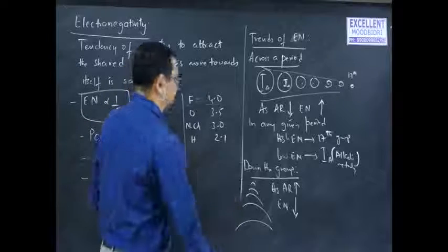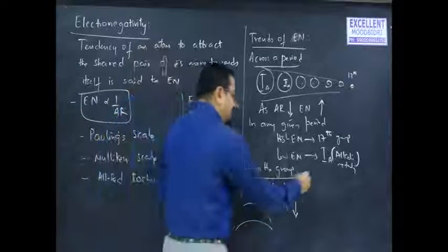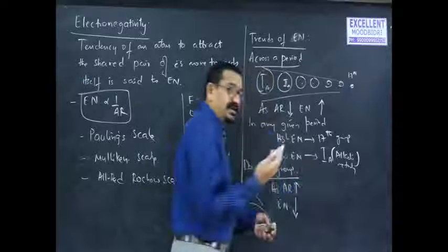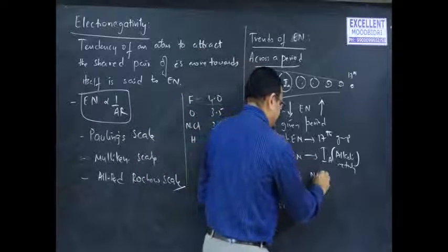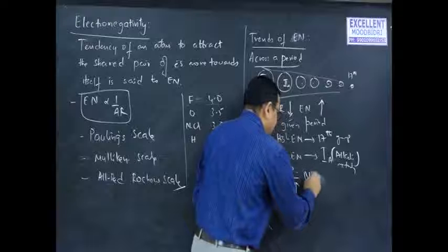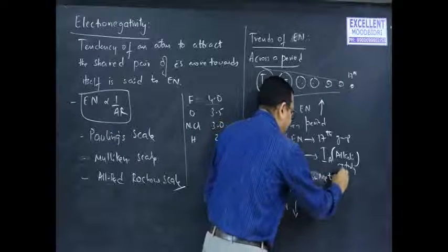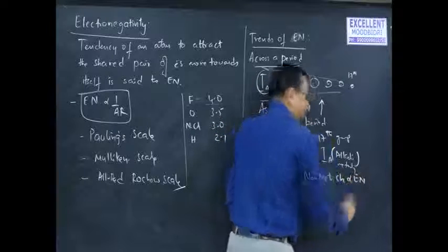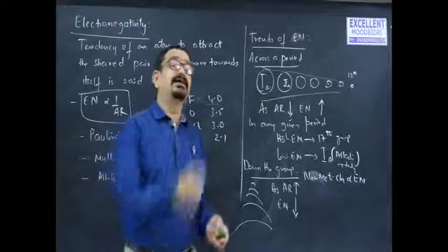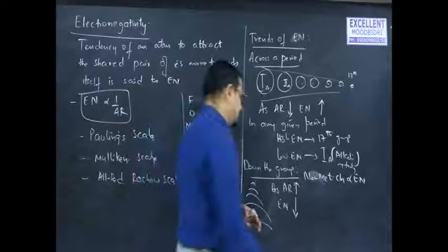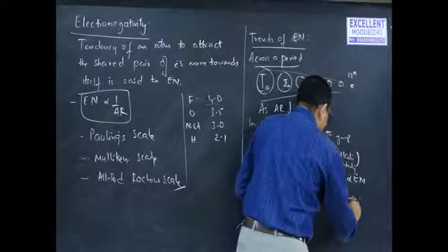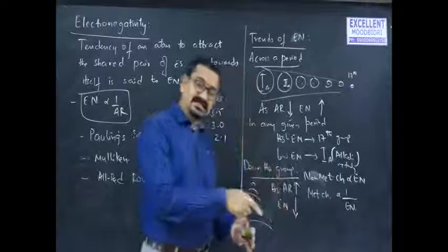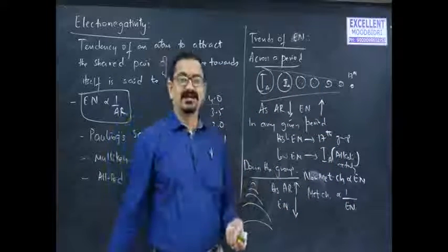One more phenomenon we have to study. Electronegativity is a measure of metallic and non-metallic character also. Non-metallic character is directly proportional to electronegativity. More the electronegativity, more is the non-metallic character, and metallic character is inversely proportional to electronegativity. Less the electronegativity, more is metallic character.